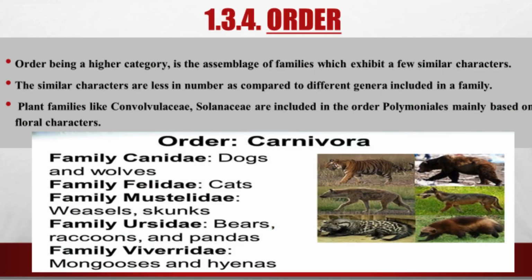Order, being a higher category, is the assemblage of families which exhibit a few similar characters. The similar characters are fewer in number as compared to different genera included in a family. Plant families like Convolvulaceae and Solanaceae are included in the order Polemoniales mainly based on floral characters. Order Carnivora. Family Canidae: dogs and wolves. Family Felidae: cats. Family Mustelidae: weasels and skunks. Family Viverridae: mongooses and hyenas.